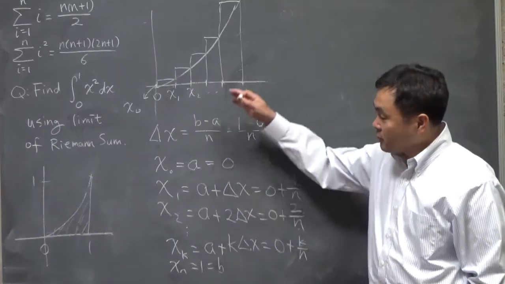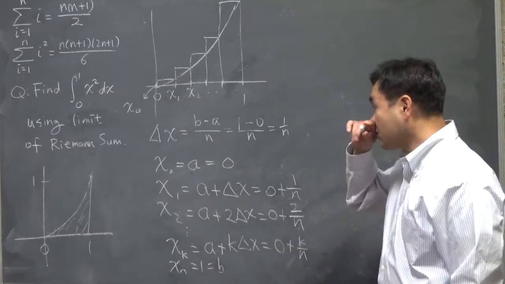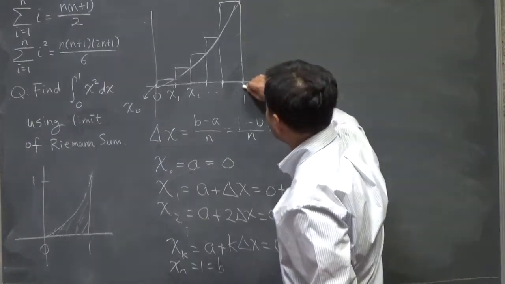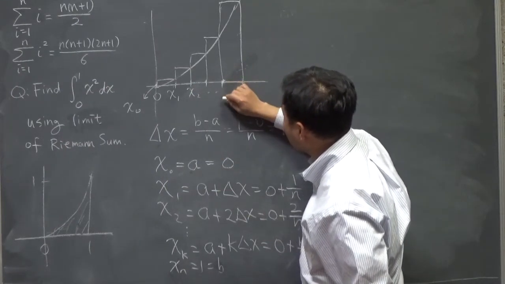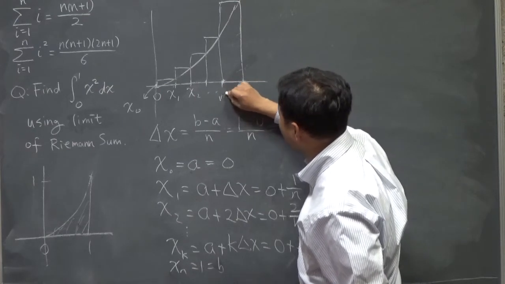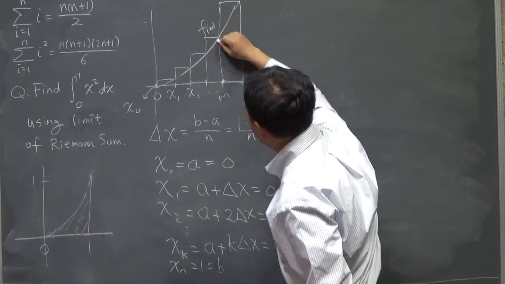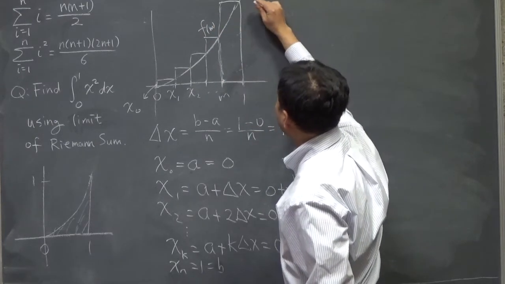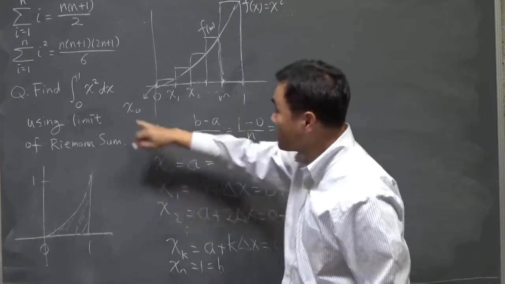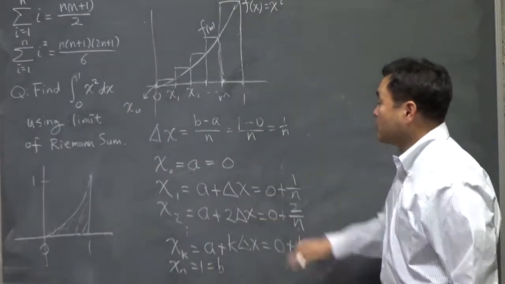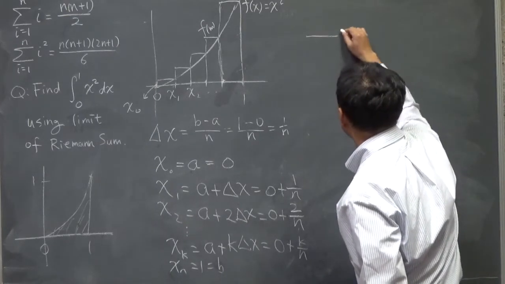Alright, so once you get these delta x's and x0 through xn, the next step is to figure out what the height of these rectangles are. Now remember, if you know the x coordinate of something, then let's say this is m, then you plug this m into the function to find the y coordinate, right? And for our case, f of x is x squared. That's our function, okay? And for any interval, let's think about the kth interval. So maybe this is a better way to do it.